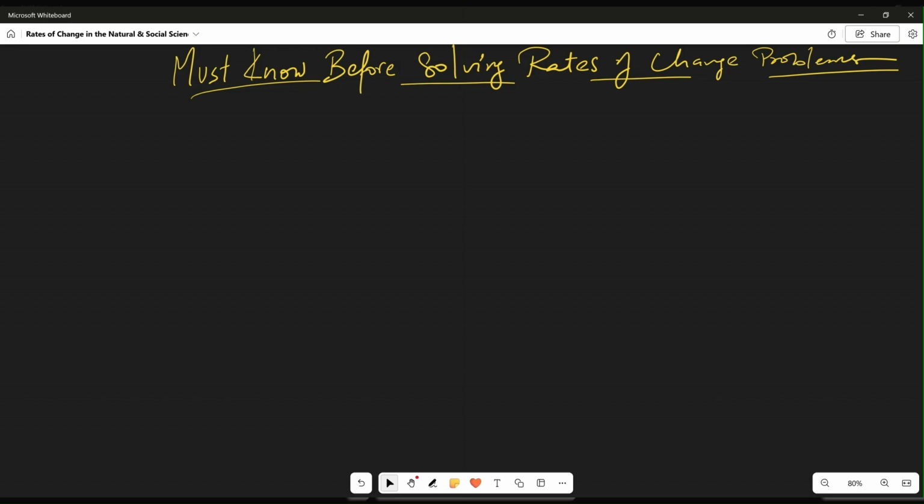This is going to give you the best tips or notes before solving rates of change word problems. Let's get started without further ado.